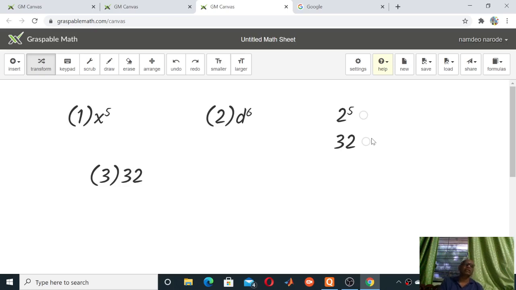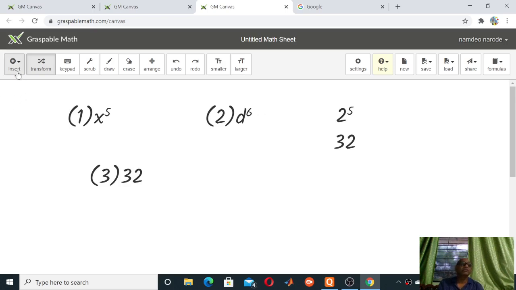So listen again. Here the number below is called as the base. Above number is called as the index. Here in case of d is the base, 6 is the index. In case of this number, 2 is the base and 5 is the index. Index is also called as the power. But if this index is 2, then we call it as the square.